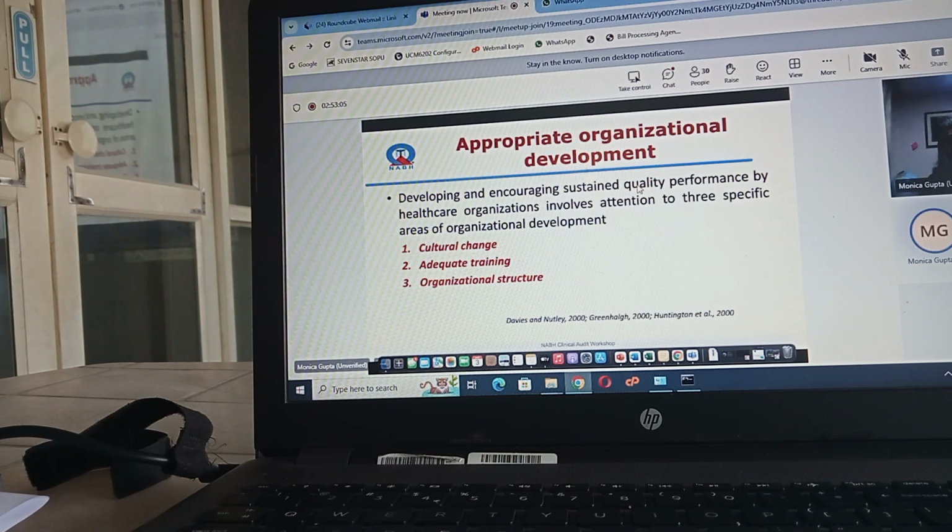So appropriate organizational development will occur with cultural change, for sure. Adequate training. Now cultural change itself may not be enough. So okay, I want to learn, and my bosses, super bosses are all encouraging me to learn. Okay, go ahead, do something. But if I don't know how to do it, what is the purpose? So at least training has to be there. Like all of you are attending this training program today. If not anything, it will get you started. And organizational structure.